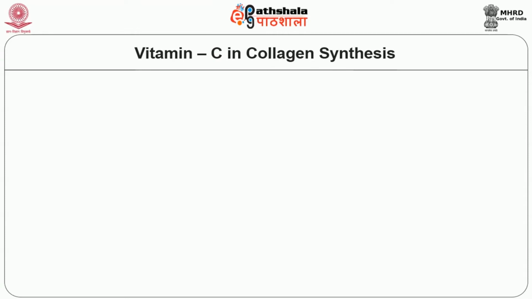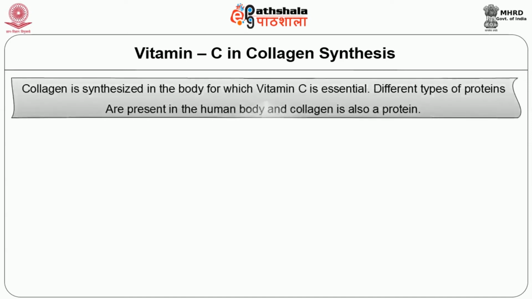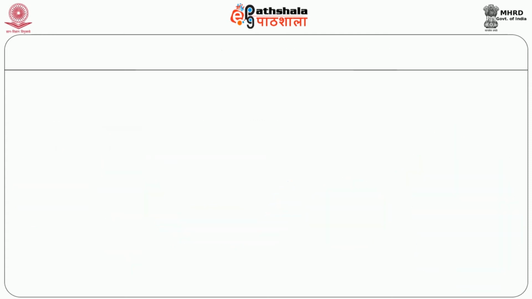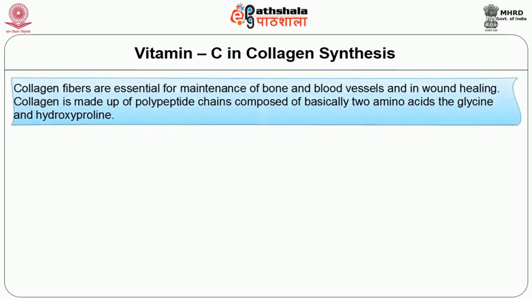Next is the role of vitamin C in collagen synthesis. You all know collagen is very essential in the body and this collagen is synthesized in the body with the help of vitamin C. Different types of proteins are present in the human body and collagen is also a protein. It is present in all parts of the body, for example in the skin, bones, blood vessels, eye, heart, etc. Collagen fibers are very much essential for maintenance of bone and blood vessels and in wound healing.